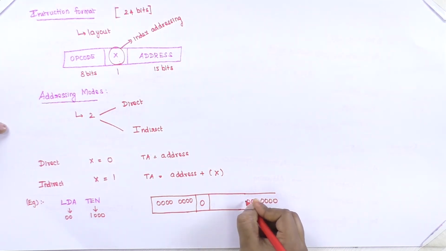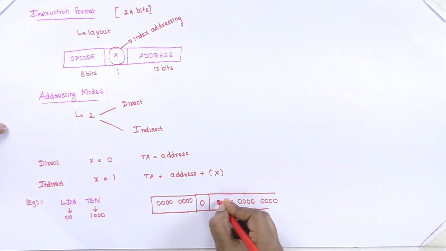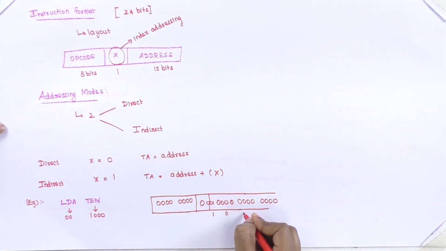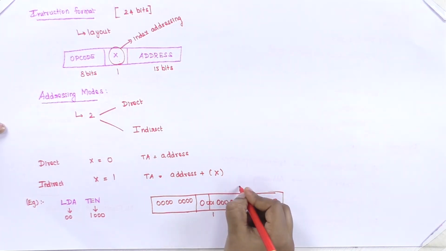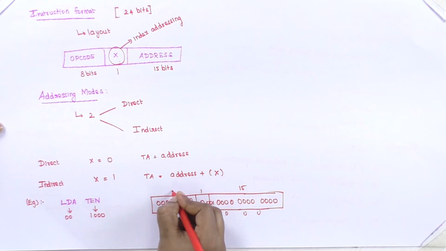So it has to be represented in 15 bits. 0000 0000 0000 1000. 15 bits, 1 bit, 8 bits.